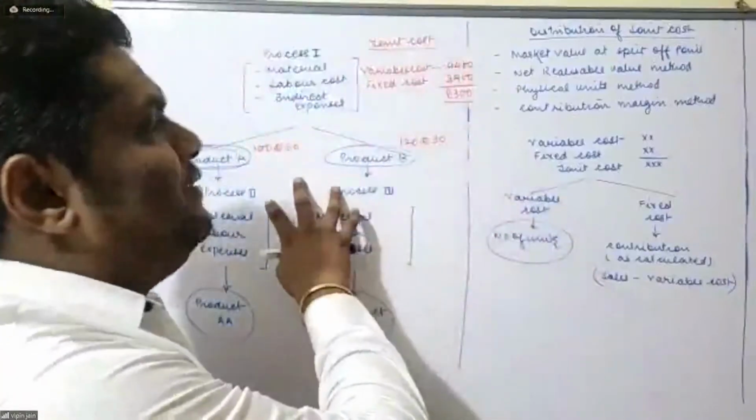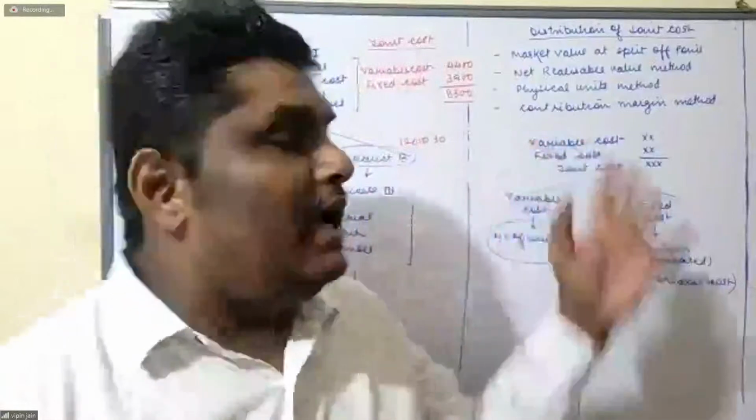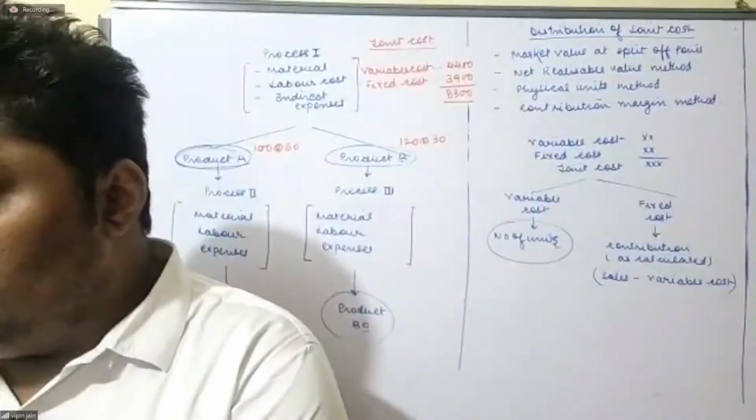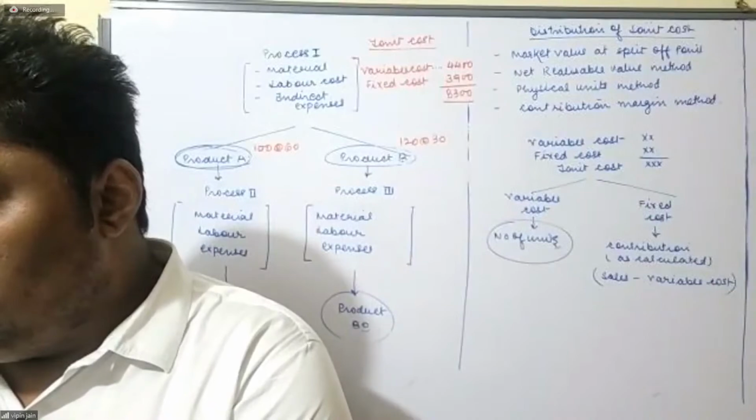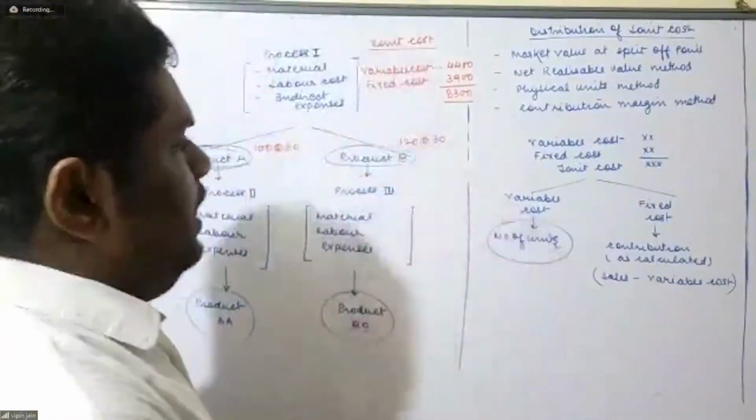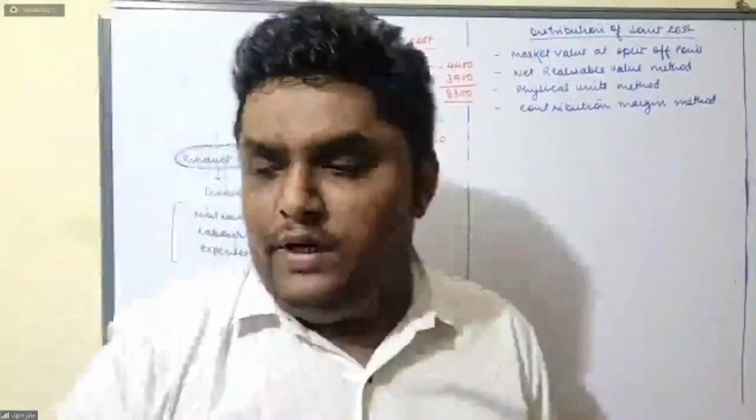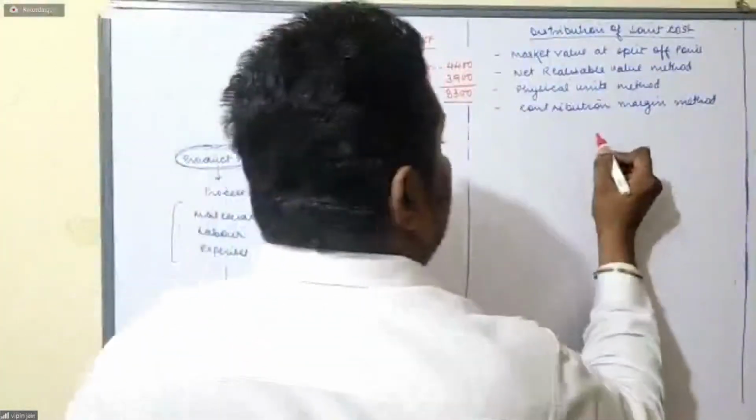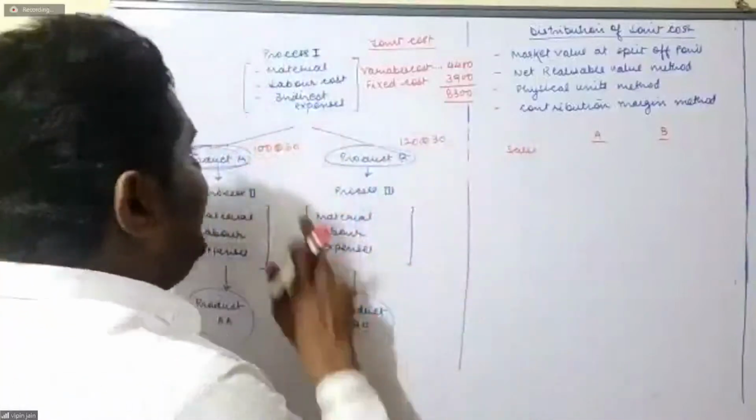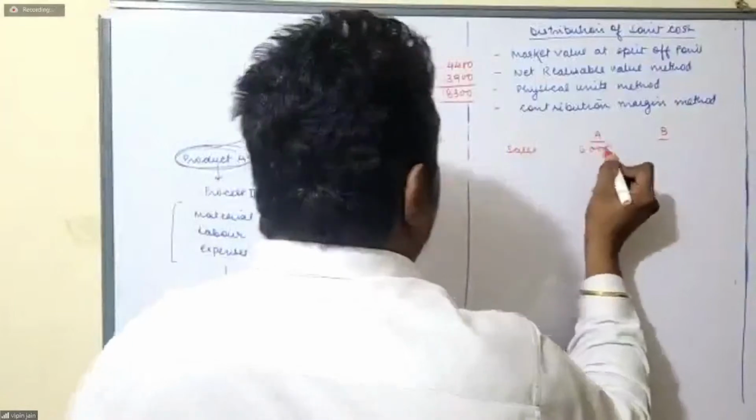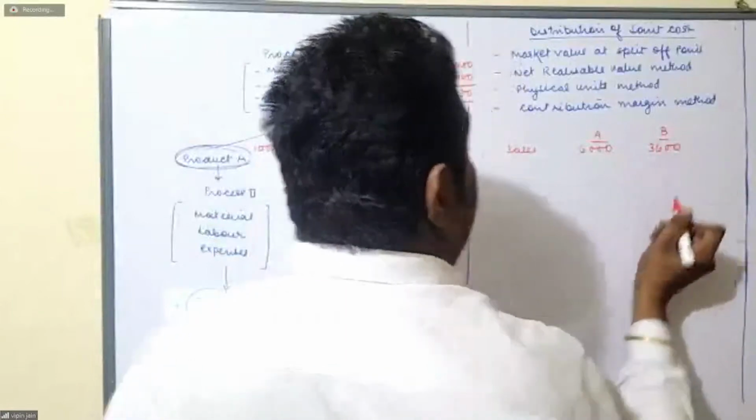Now this information is given in the question, and the question clearly asks us to apply the contribution margin method. Now the point is how to apply this method. So what we will do is first calculate the sales value, that is 100 into 60, that is 6,000, and 120 into 30, that is 3,600.